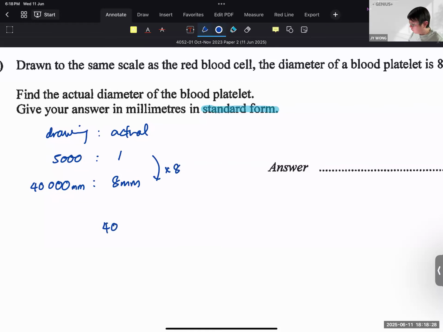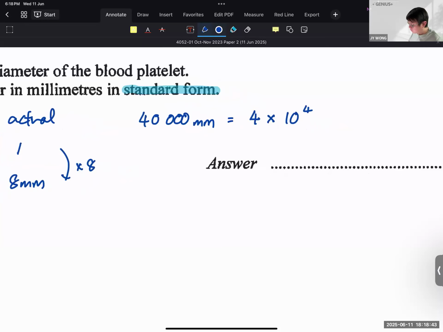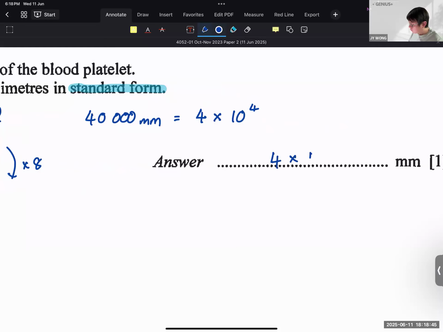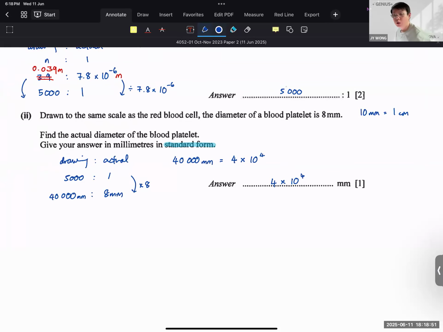And then you will tell me that 40,000 mm is equal to 4 times 10 to the power of 1, 2, 3, 4. Okay? So actually it's meant to be a very straightforward one for 3 marks. All right.